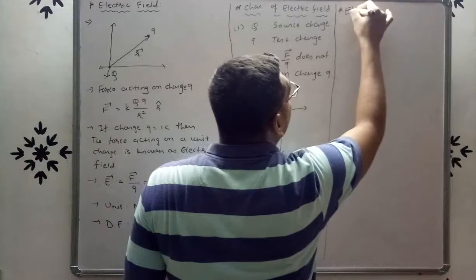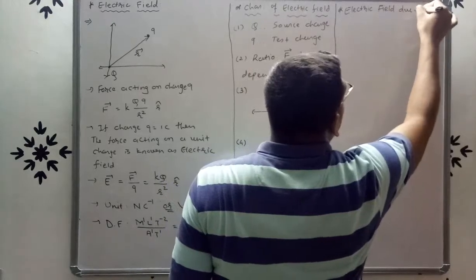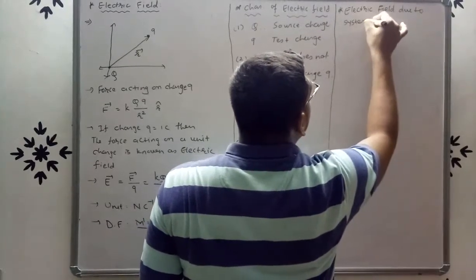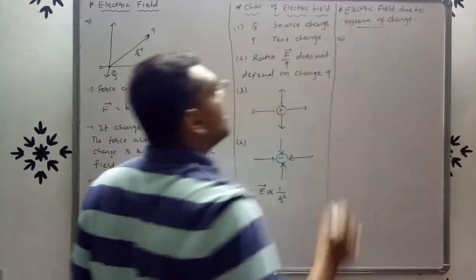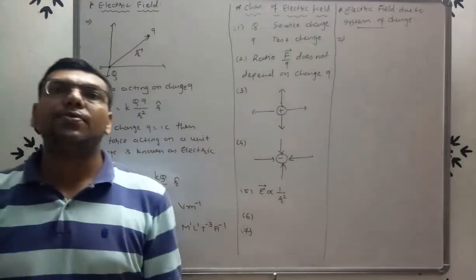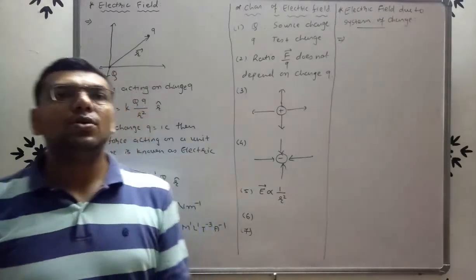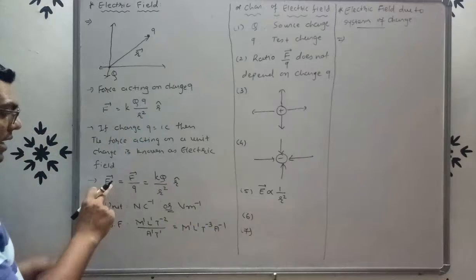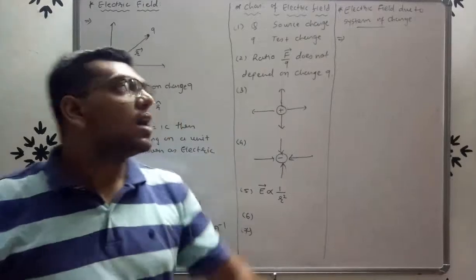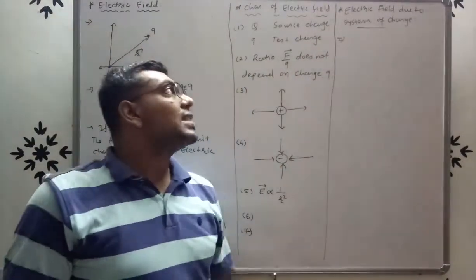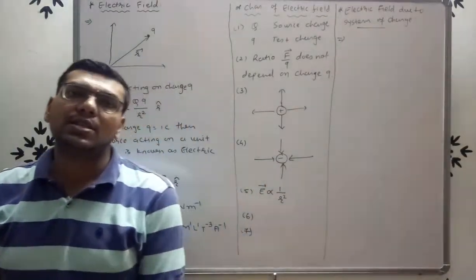electric field due to system of charge. Right? Now, electric field due to the system of charge. Now we know the equation of electric field E equals KQ upon R square into R cap. Right? Now the question is like this: explain electric field due to the system of charge.